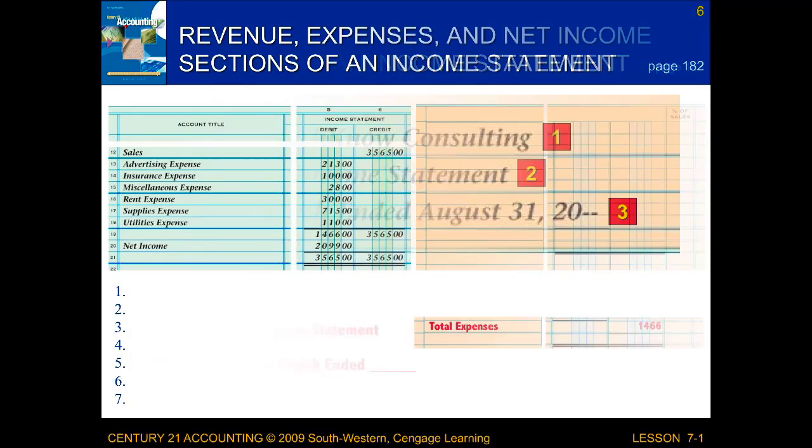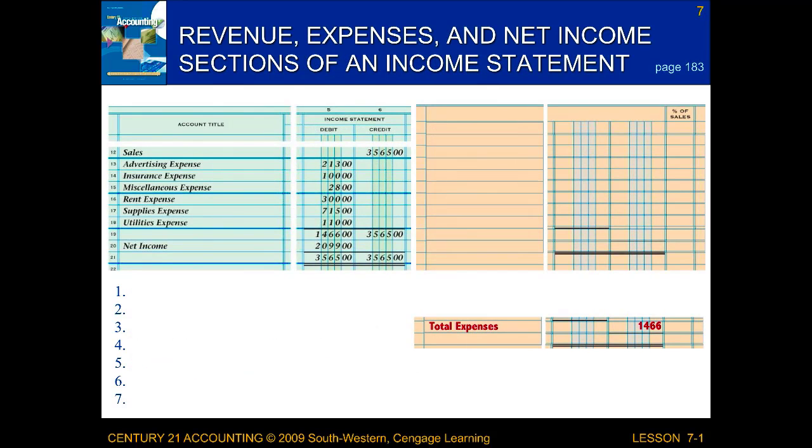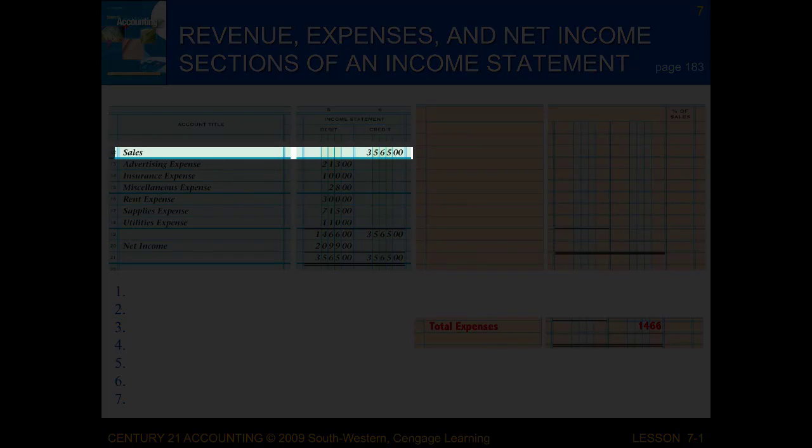Once we have the heading of our income statement, we're actually ready to fill in the bottom of the income statement. So the first thing I need you to write down is basically the first thing that we come across when we look at this worksheet. And I've cut it apart just a little so you can see just the income statement portion of the worksheet. So the very first thing I see is sales.